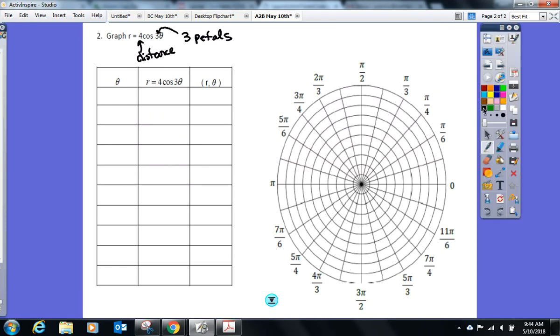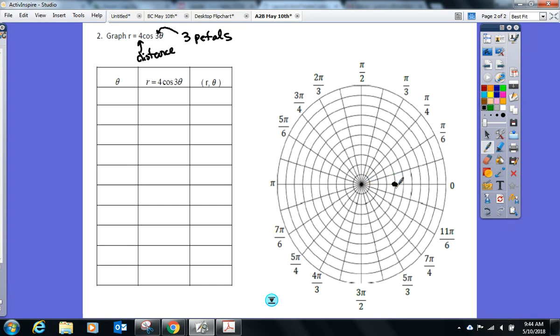Ready? So your first petal is literally going to be on the 0. The max distance is what? 4. So at 0, I'm going to plot 4. I'm not going to go halfway in between like I did on the last one because this is cosine. And cosine, 1, 2, 3, 4.